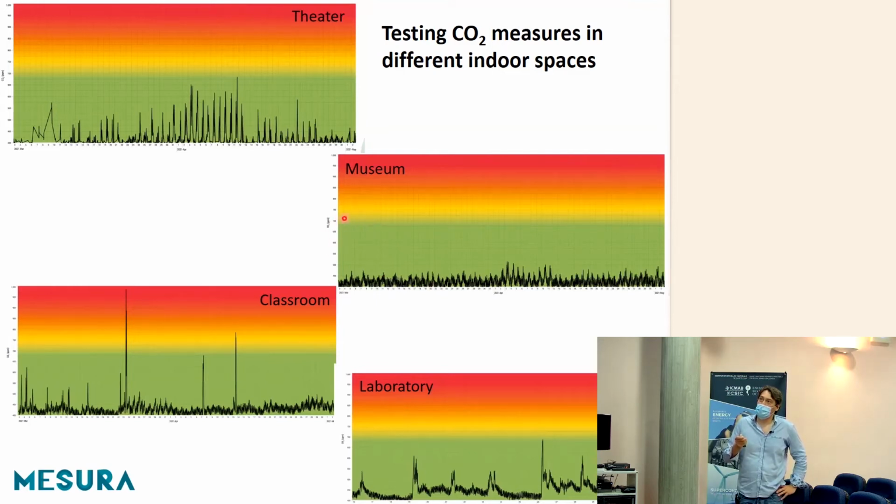Yellow is between 700 and 800, red is more than 800. As you can see in the museum, unfortunately, not a lot of people go to museums, so we have a very low level of CO2. In the classroom, we have some peaks that we can consider dangerous for COVID transmission, but we have a really low baseline. Laboratories, in that case, were all the time lower than 700, and the same for the theater, okay?